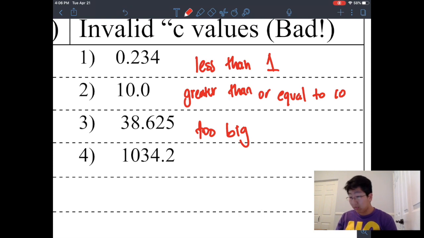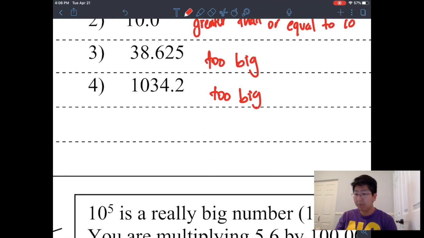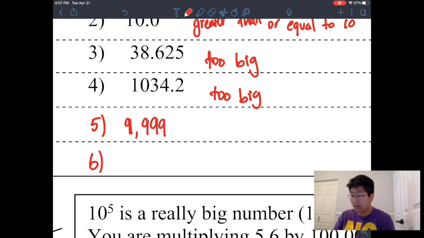And 1034.2 is also too big. Can you give me a couple more examples? Okay. 5 and 6. Can you give me some examples that might work? All right. Hopefully you came up with some examples. I'm going to give you 2. I'm going to use 9,999.999. It won't work because it's larger than 10.